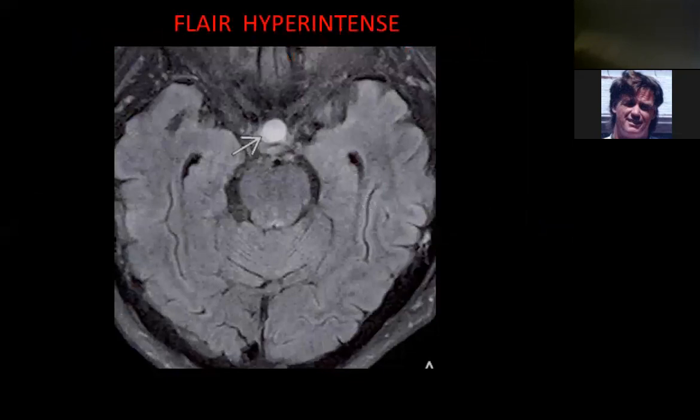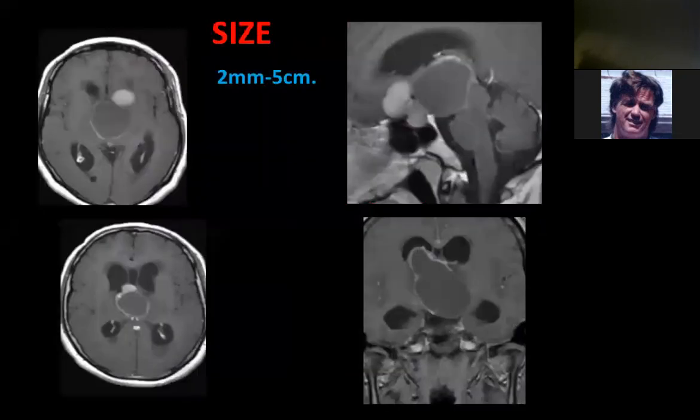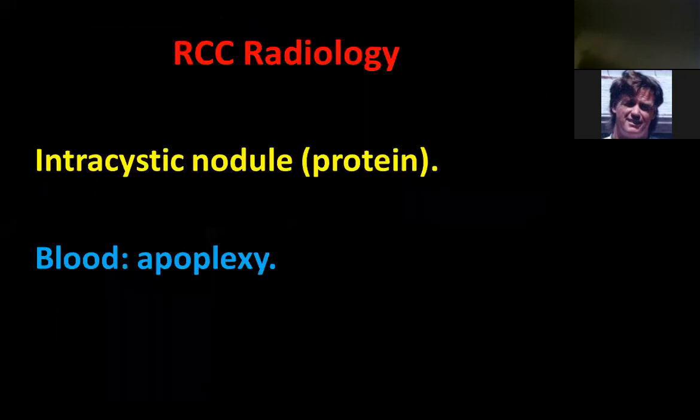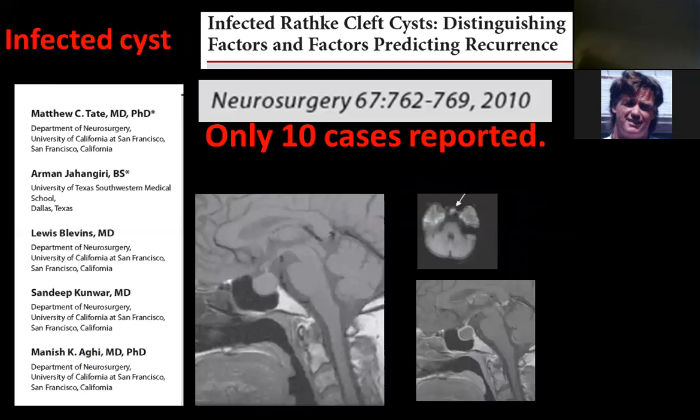FLAIR would give you hyperintense. Size could be small, as we have seen, or it could be giant, 5 centimeters. One case reported in literature. And you may find a cyst with some nodule in it that is showing protein, or you may find some blood presenting like apoplexy. It may get infected, so there are cases of infected cyst. This case of Jahangiri, only 10 cases actually reported in literature.